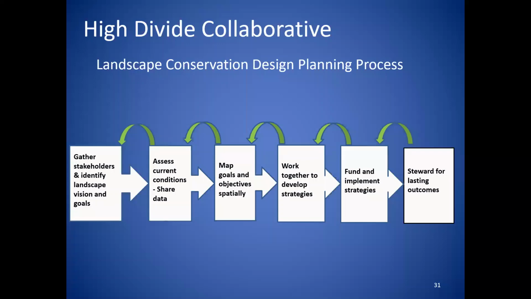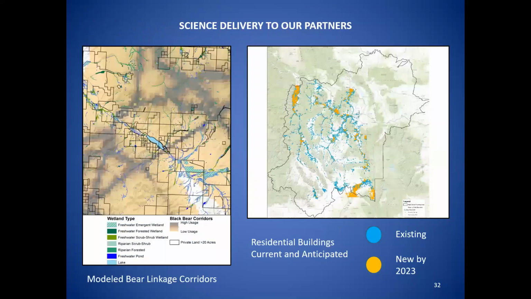The collaborative identifies and shares ecological, cultural, and social information at multiple scales to inform stakeholders about their resources and where to focus their conservation efforts. Here you can see a couple of examples, and there are many. These are maps of modeled connectivity linkage corridors for bear movements, and another that models past and expected residential development. It points out the issues where the trade-offs are going to be. It's important to note here that the science informs stakeholder decisions, but does not make the decisions.